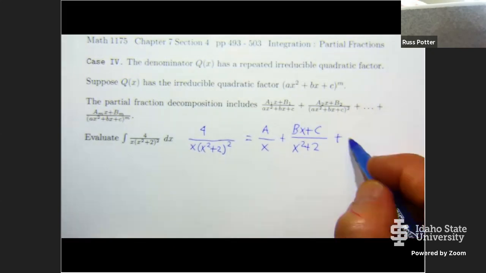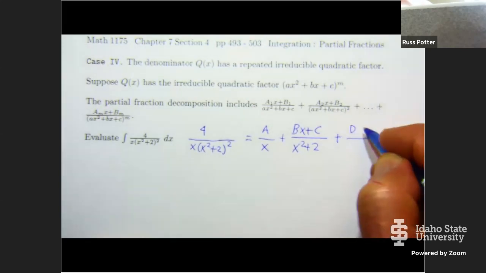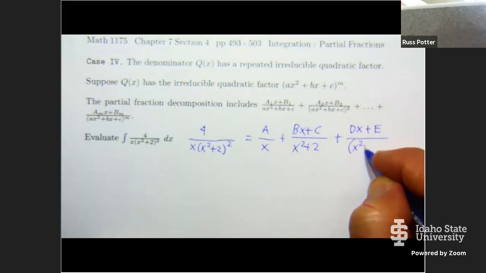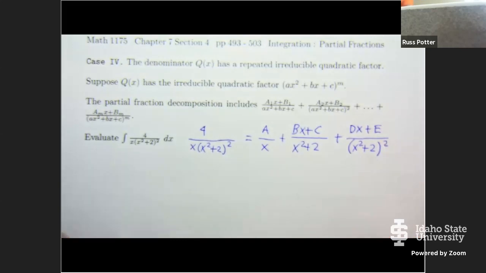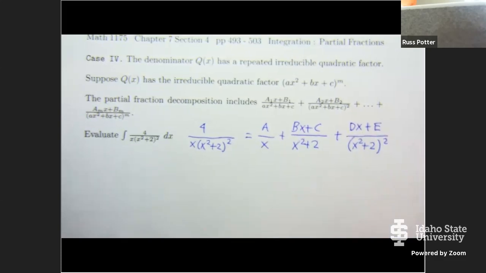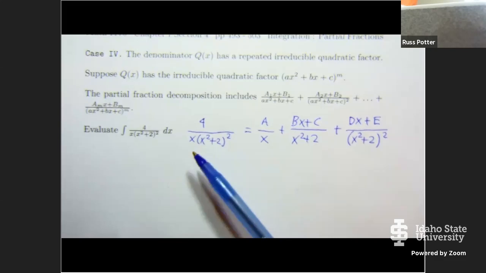And since it's repeated, the third partial fraction will be Dx plus E over x squared plus 2 quantity squared. And then we'll use the same method to determine the values of capitals A, B, C, D, and E. Just like we did before, we'll multiply every term on both sides of the equation by the common denominator, or by this denominator.